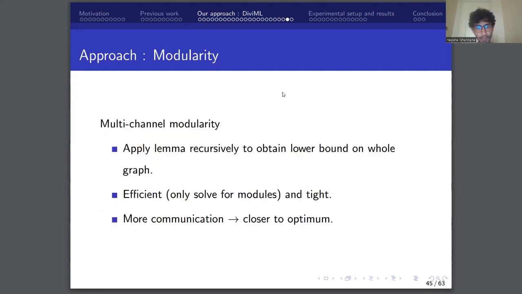So yeah, like I mentioned before, we apply this lemma recursively to obtain the lower bound on the whole graph, while being also efficient, since we only solve 4 modules or subgraph modules, and it is also tight. Tightness can be reached in the case where we only have a single channel trivially, but also in cases when you have a lot of communication channels, this also leads to a tight result. And this also gives us an intuition: the more communication we have between modules, the closer we are to our optima, for our splitting heuristic.